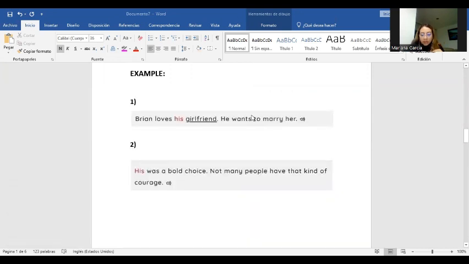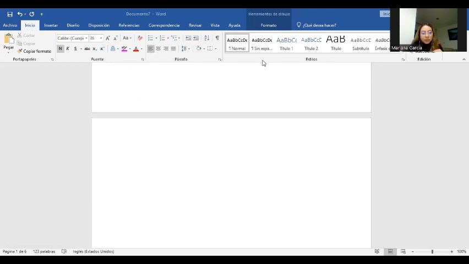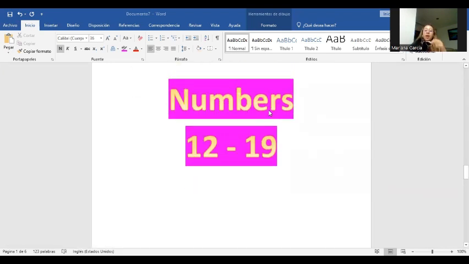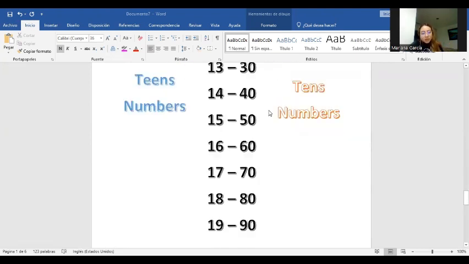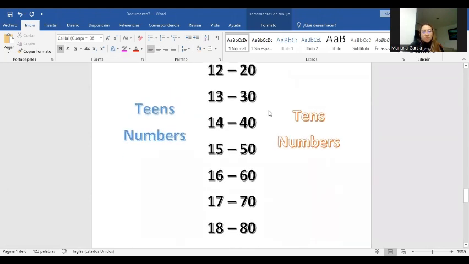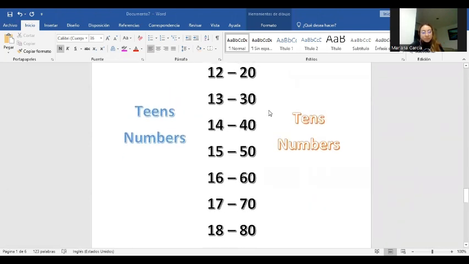I hope that you can understand more or less this topic, but I'm going to continue. So the second is numbers 12 to 19. With the numbers, we have a problem because generally people think that the teen numbers sound the same as the tens numbers, and that's not the truth.